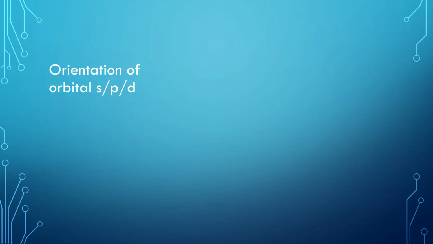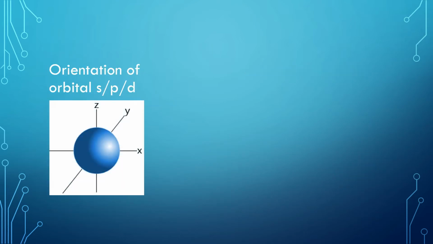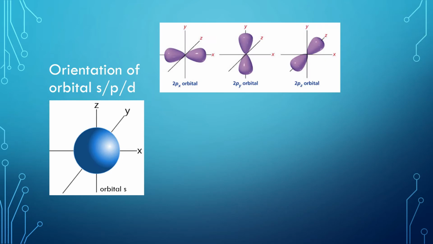Orientation of orbital S, P, D. Orbital S has only one orientation at axis X, Y, Z. Orbital P has three orientations. The three orientations are Px, Py, Pz.